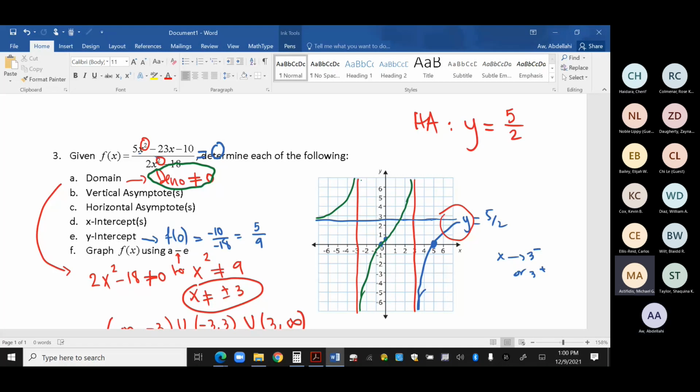But in the test, don't spend like 10 minutes trying to graph, okay? Point-wise, spend your time trying to find the domain, the x-intercept, y-intercept, horizontal asymptote, vertical asymptote. Graphing, at least, you put the asymptotes; if somebody has a graphic calculator, it's going to help you out, but don't spend 20 minutes trying to graph, okay? It's going to waste your time, all right?